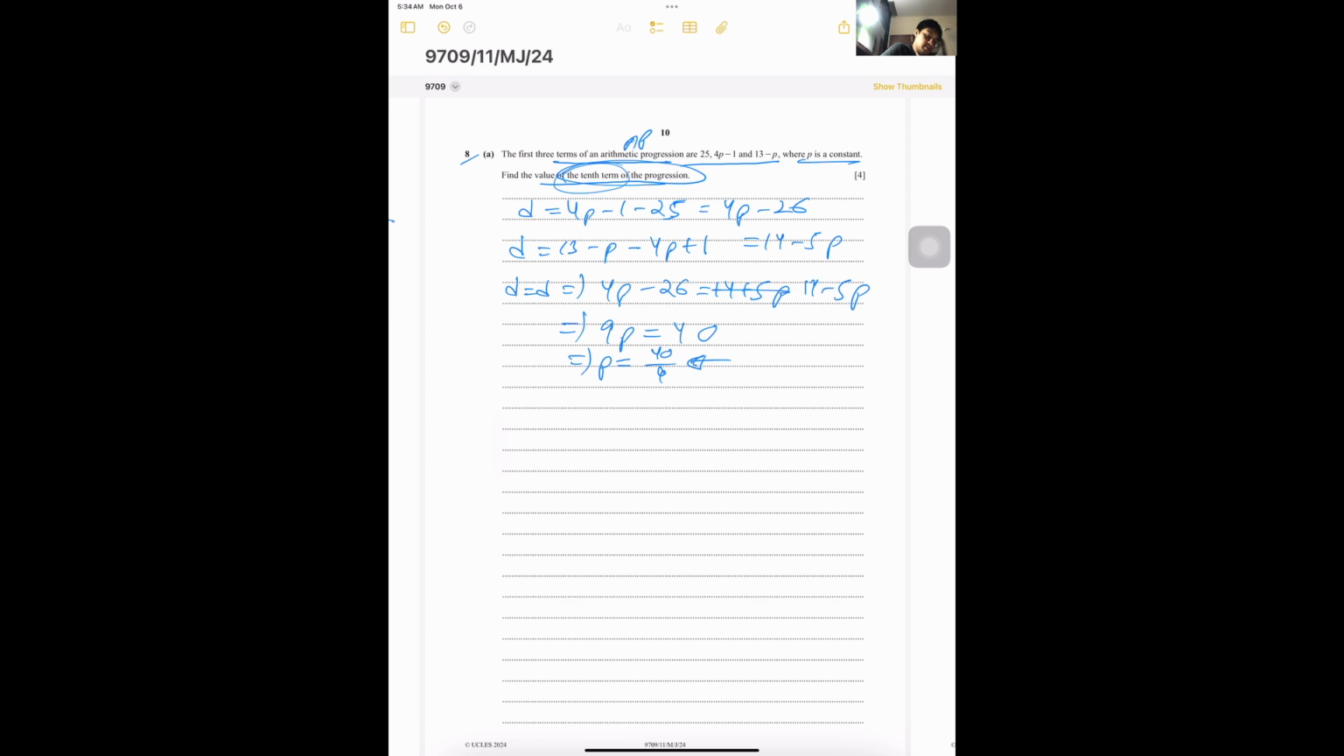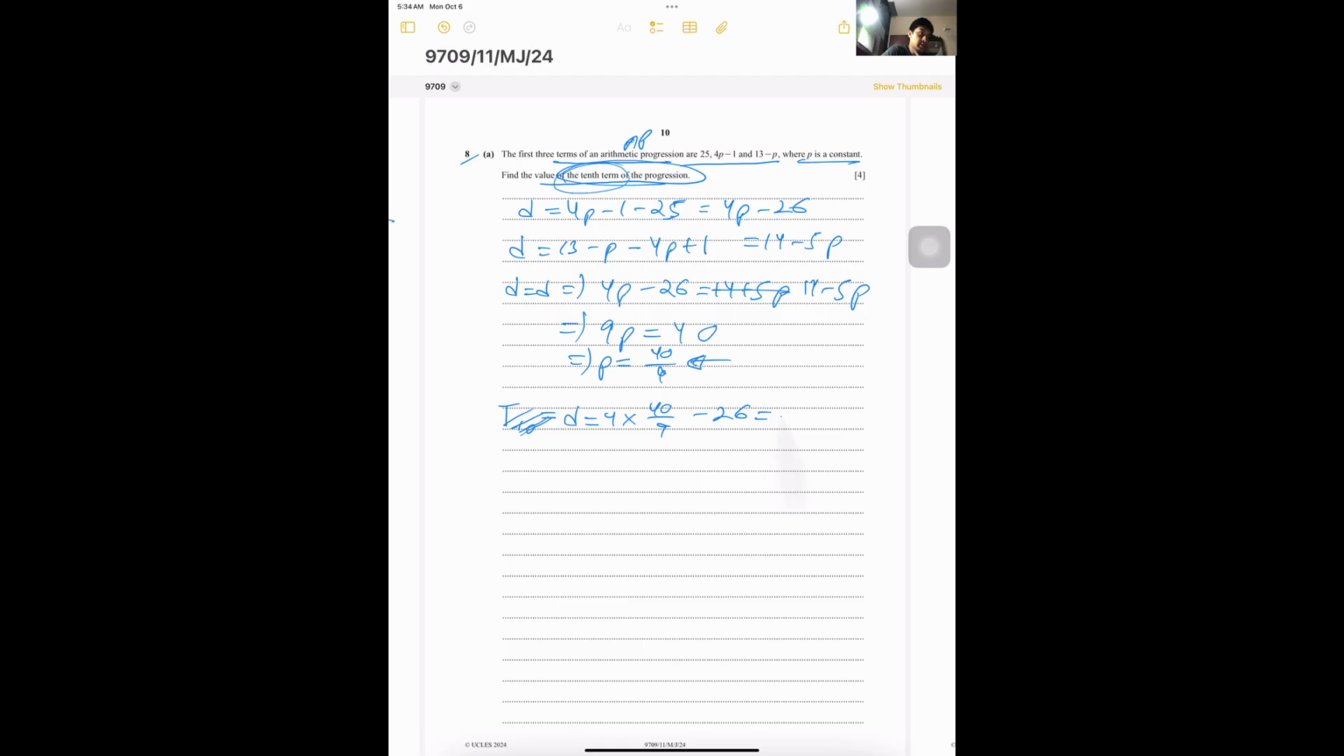Therefore T10 is, we know the formula of, okay, first we did not find out the d. d is 4 into 40 by 9 minus 26. What does that give? 160 divided by 9 minus 26.